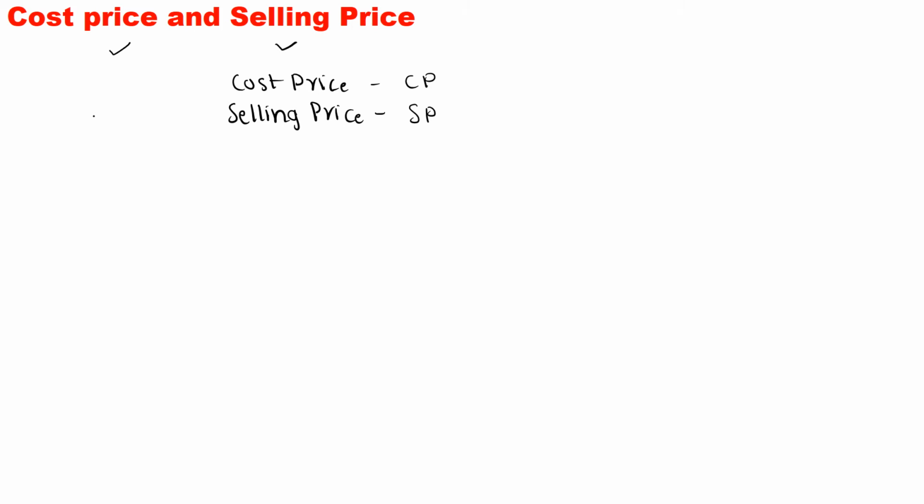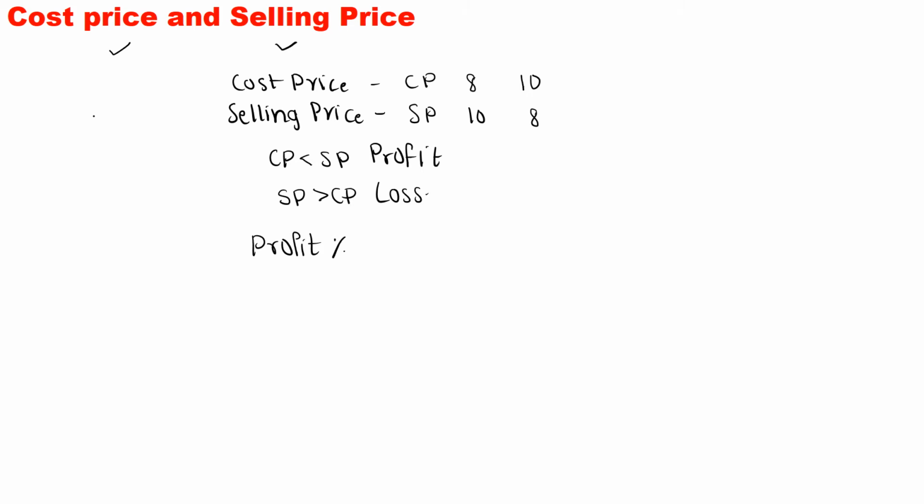If I bought an article for 8 rupees and sold it for 10 rupees, then CP is less than SP. Then I get profit. And if I bought the article for 10 rupees and sell it for 8 rupees, then I get loss. To find profit percentage, we use this formula: profit by CP into 100. And to find loss percentage, loss by CP into 100.